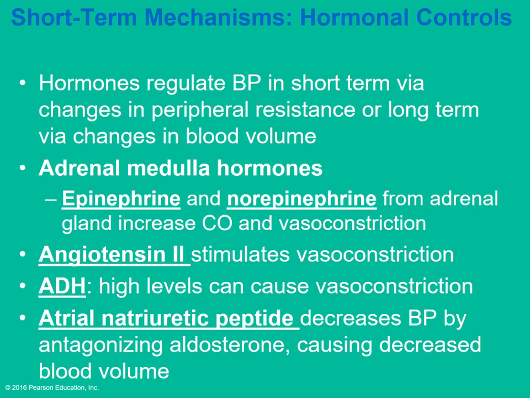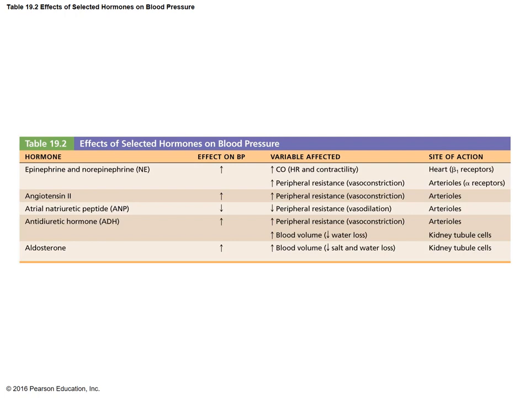Hormones can regulate blood pressure in the short term. Things such as epinephrine and norepinephrine can increase the cardiac output. They can cause vasoconstriction. Angiotensin II stimulates vasoconstriction. ADH, high levels of that can cause vasoconstriction. And then also the atrial natriuretic peptide decreases blood pressure. And so this is a chart showing some of the hormones and the effect on blood pressure.